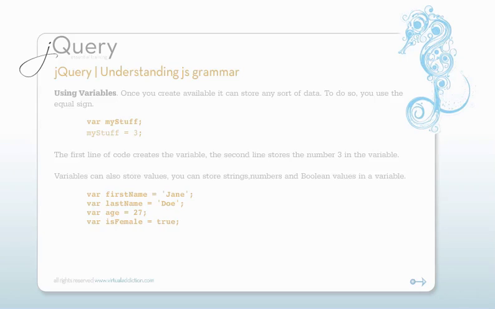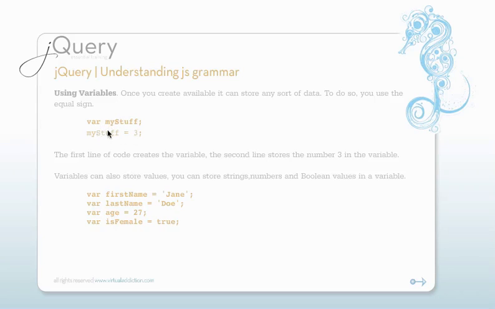Once a variable is created, then you can use the information. You can store any type of data that you want in a variable. To store data, you will use the equal sign. So if we wanted to store the value of 3 inside a variable named myStuff, we could write it like this. We could write var myStuff, that declares the variable, and then here myStuff equals 3. I am storing the number 3 in the variable.